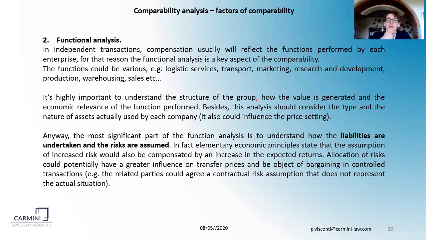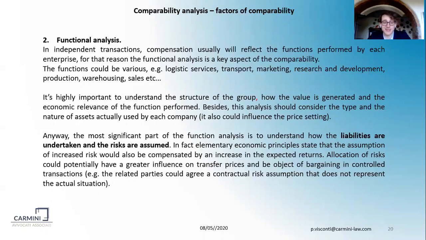The second comparability factor is the functional analysis. This one is maybe the most important part of the comparability analysis. This analysis focuses on the functions that are performed and the risk allocation between the companies. Of course, the compensation of a company is dependent on the functions that the company has actually performed. Using this analysis, we can understand how the functions are actually allocated between the groups, how the functions involved could influence the prices, and especially how the risks are assumed among the companies.